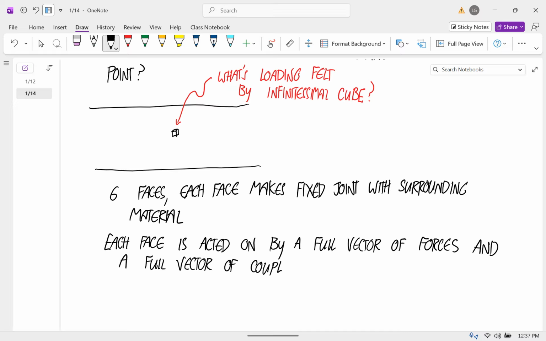When you say full vector, is there going to be situations where you have partial vectors of couples? Well, all I'm saying is none of those are automatically non-zero if you're talking about 3D. They could be zero, but not necessarily. Whereas in 2D, you only have two non-zero force components and one non-zero couple component for a fixed joint.